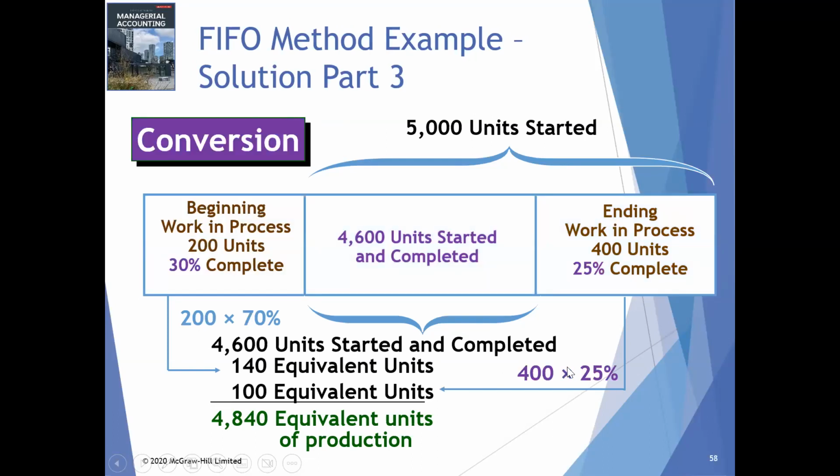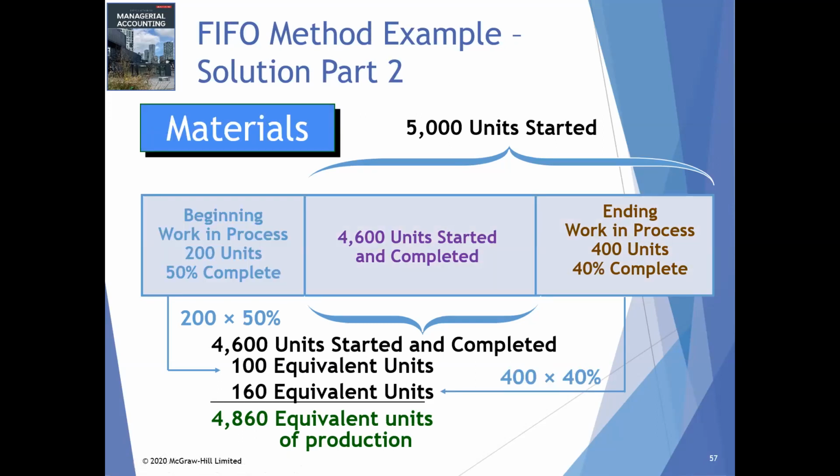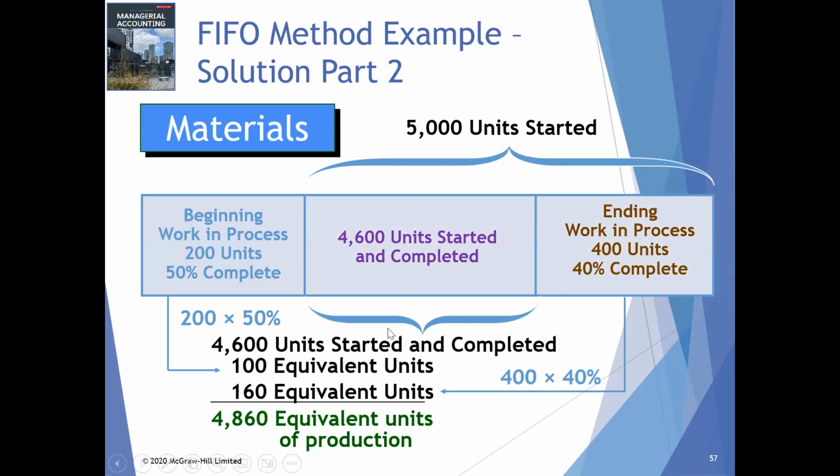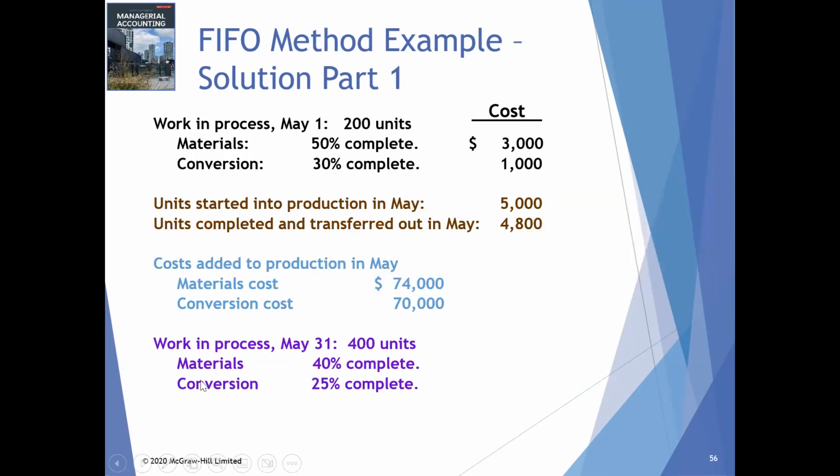Okay, next we have conversion cost that we are going to calculate. First we calculated material cost, the material units. Now we are going to calculate the conversion. In the conversion, exactly the same thing. We know some percentages. You can see here, material 40% complete and conversion 25% complete.